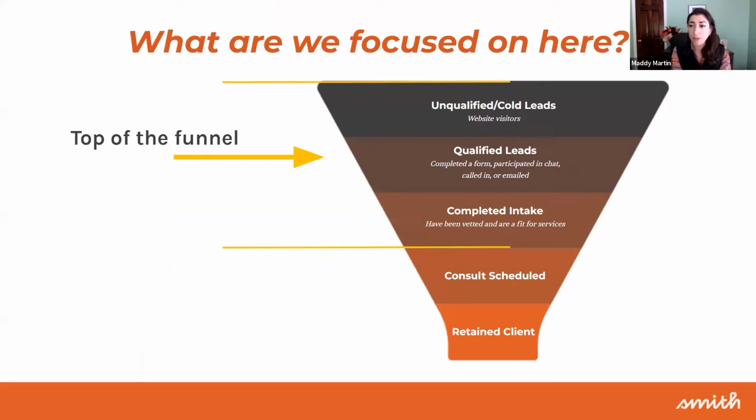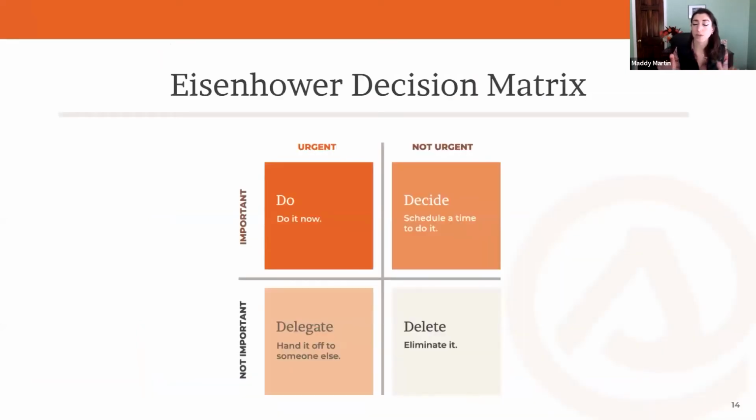So what are we focused on here? We're focused on the top 3 sections of the funnel. We're not focused on the actual sale being made, that conversation is in your camp as far as we're concerned today. Now, as we get into improvements and changes that we can make, one of the things that I really rely on is the Eisenhower decision matrix. This is probably something that you're doing, even if you've never heard about it before. Do you do it now? Do you decide and schedule a time to do it later? Do you delegate it, or do you delete it and eliminate it completely? And this really has to do with how urgent is it and how important is it?